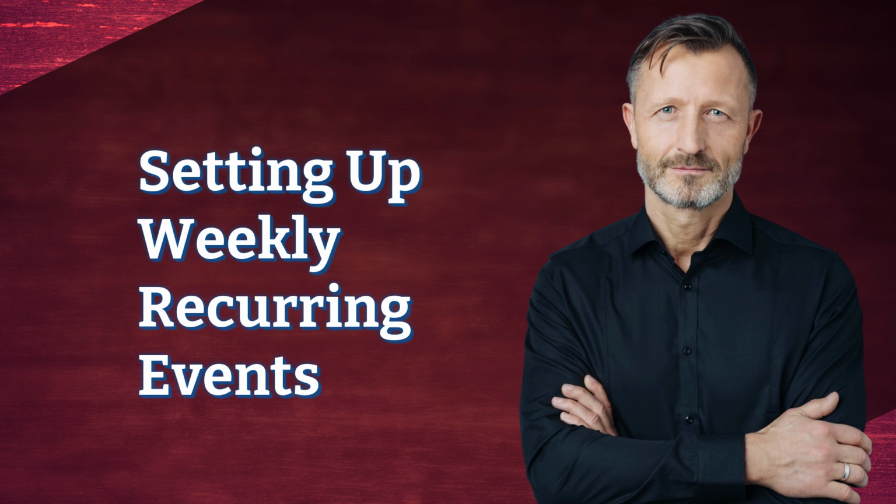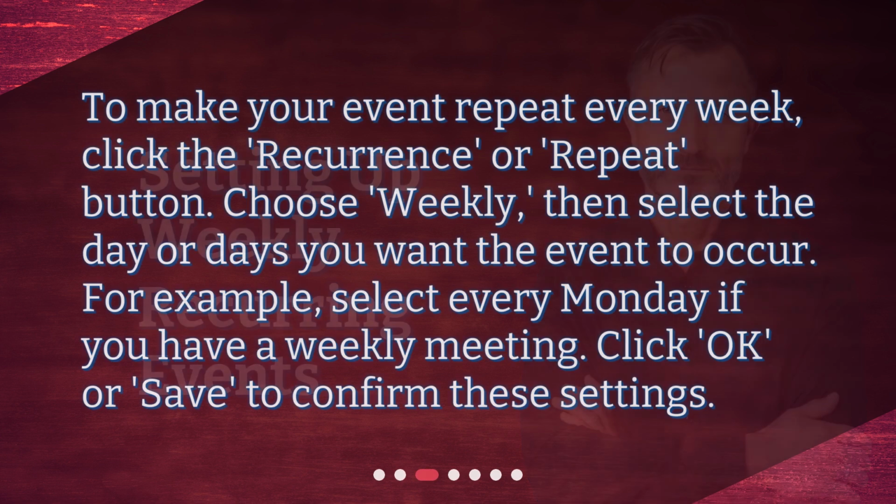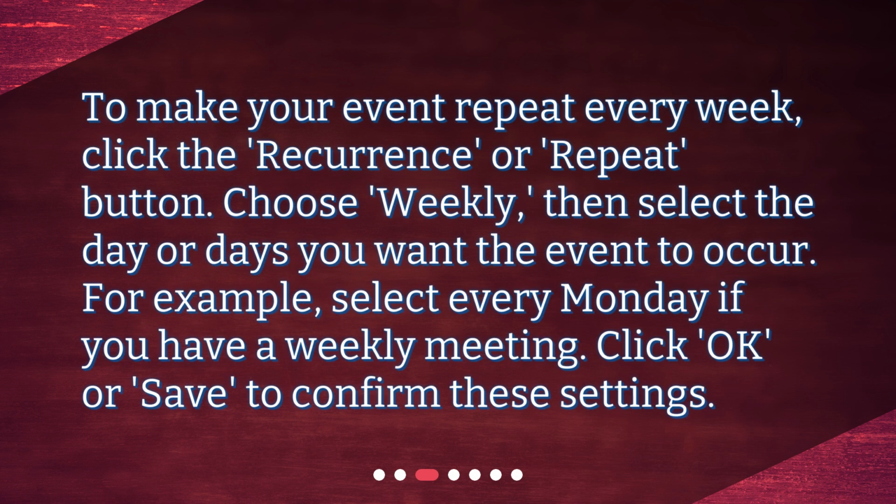Setting up weekly recurring events. To make your event repeat every week, click the Recurrence or Repeat button. Choose Weekly, then select the day or days you want the event to occur. For example, select every Monday if you have a weekly meeting. Click OK or Save to confirm these settings.